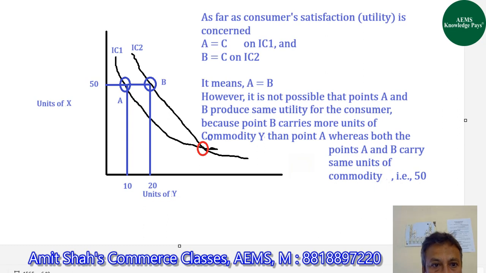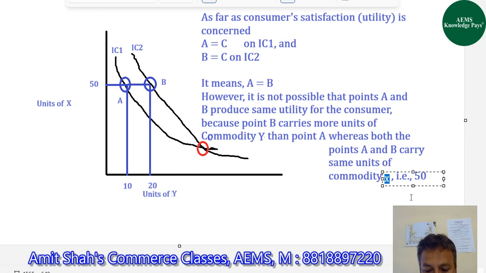Himanshi, have you understood this or not? Yes, understood. It means A and B can never be equal.